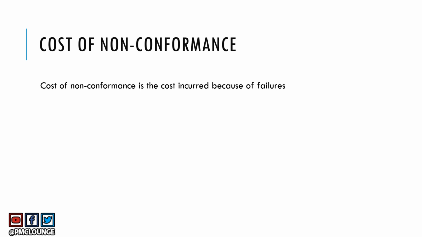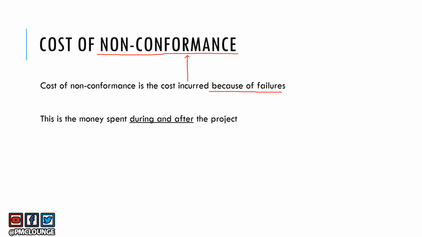So the cost of non-conformance is the cost incurred because of failures. Cost of conformance was the cost that you spend to prevent failure. Now, when the failures occur, the cost that you incur, that is the cost of non-conformance. So I hope that's clear. Now, this is the money spent during and after the project.